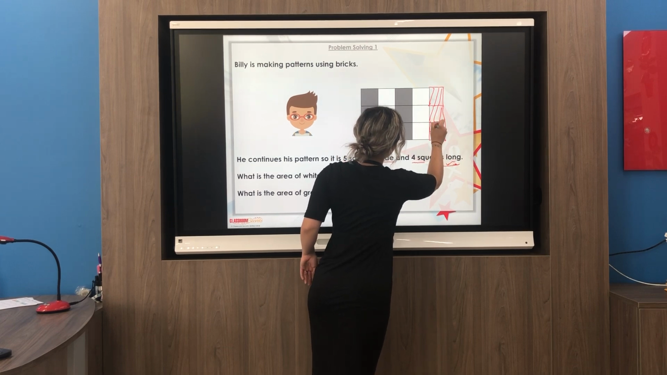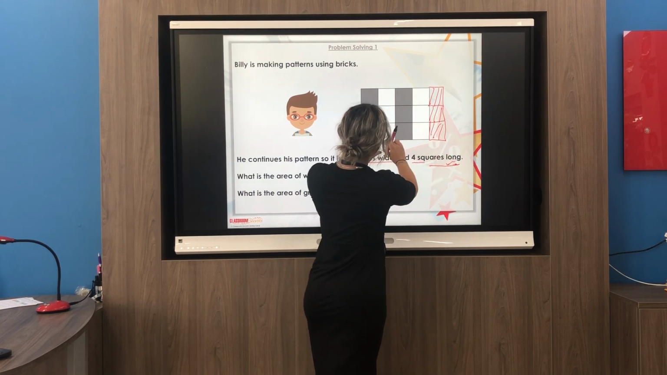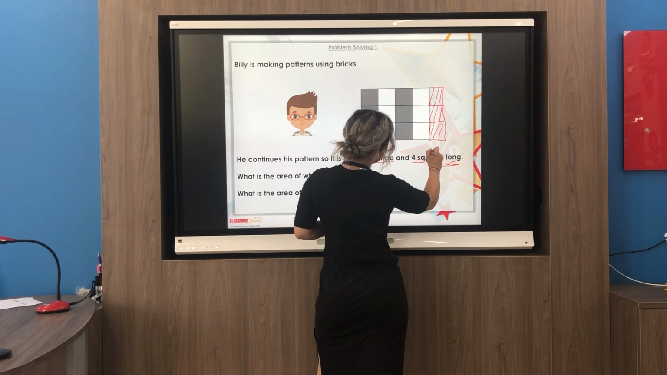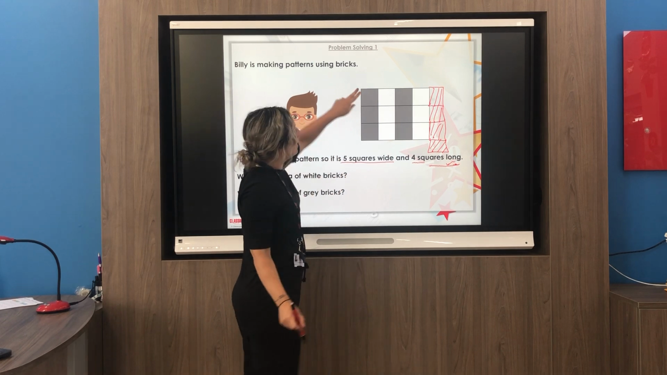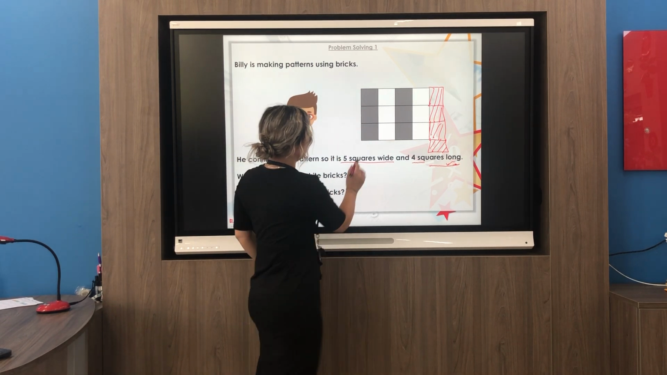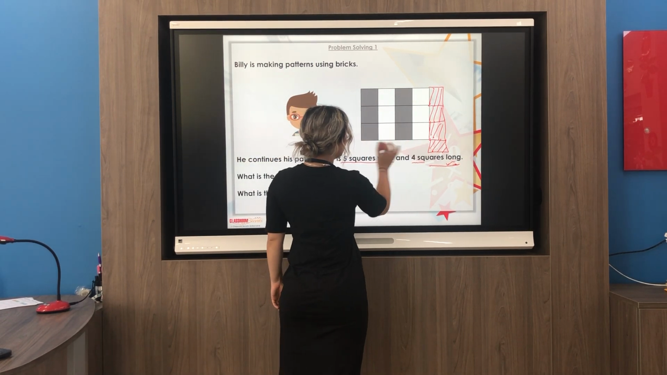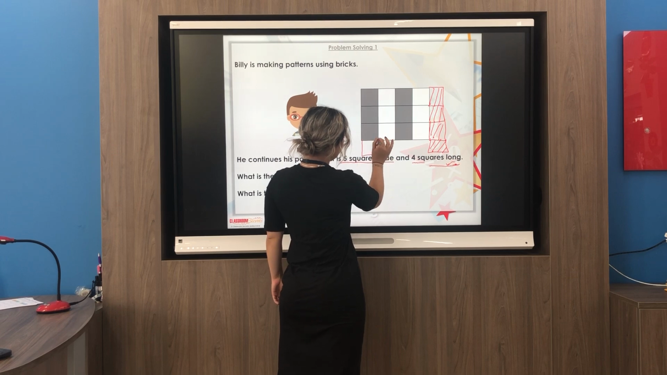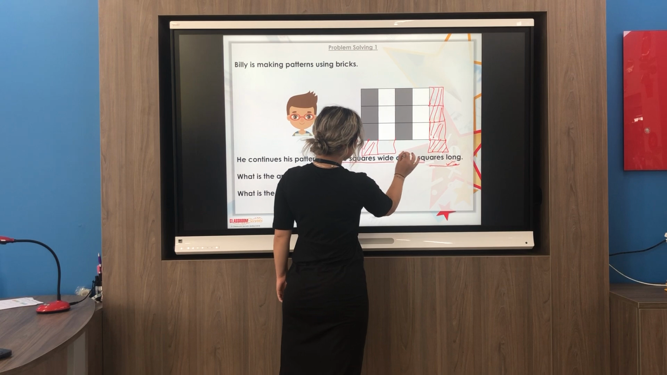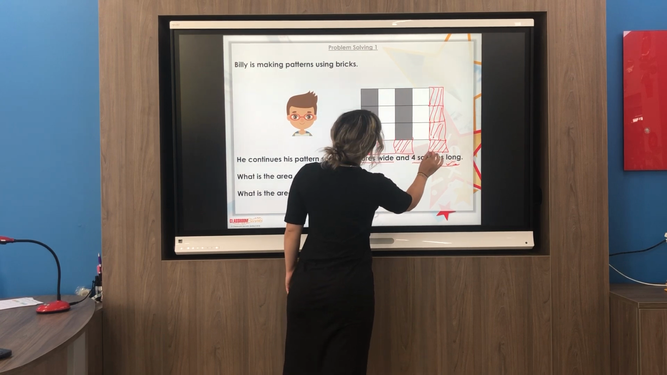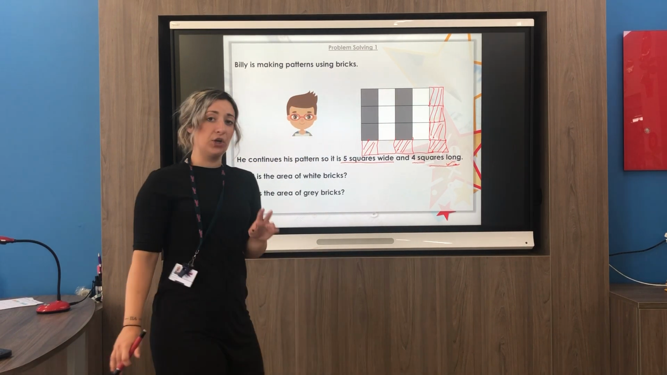Grey, but we need an extra row. Which means I need to have 4 down this side. So I'm going to follow the pattern. Grey, white, grey, white. That's the first part of the problem.